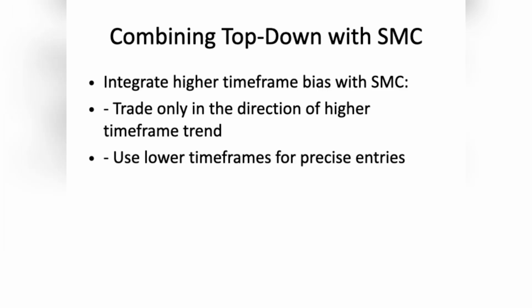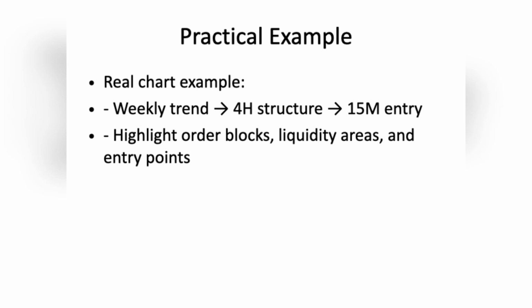Before we look at the charts, remember the golden rule: integrate your higher timeframe bias with SMC. This means you only trade in the direction of the higher timeframe trend, and you use the lower timeframes solely for precise entries. You are not looking for reversals against the main trend, you are looking for confluent entries to join it. Let's walk through a real chart example.